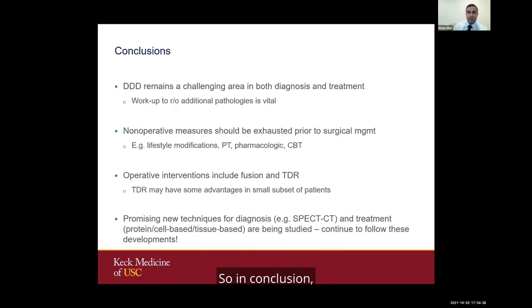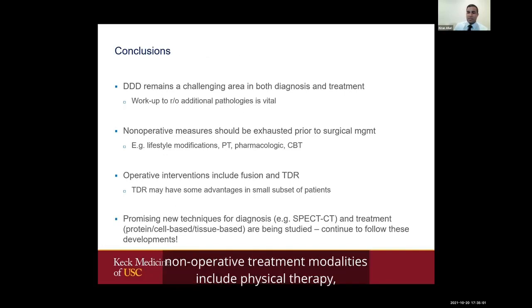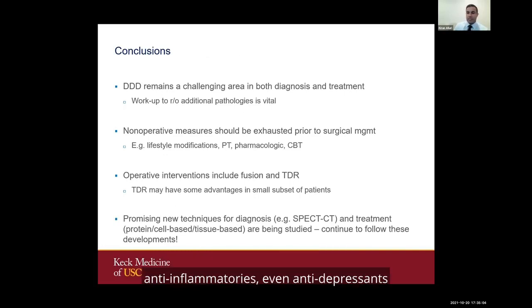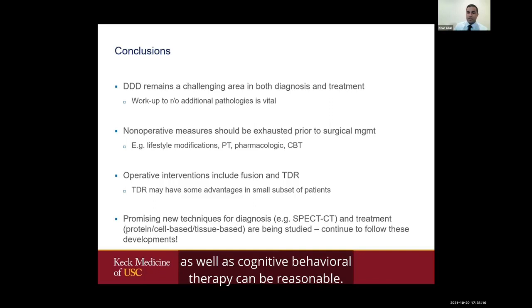So in conclusion, lumbar degenerative disc disease remains a challenging area in both diagnosis and treatment. Thorough workup is vital. A lot of it can be just a physical exam and a history, but there are many confounding pathologies which should be ruled out prior to diagnosis of pure lumbar degenerative disc disease. Management of these patients is almost always non-operative, and this should be fully exhausted prior to considering any surgery. As I mentioned, non-operative treatment modalities include physical therapy, anti-inflammatories, even antidepressants in patients with a psychologic component, as well as cognitive behavioral therapy. Yoga, acupuncture, and chiropractor care are also all reasonable if the patient feels they're getting a benefit.